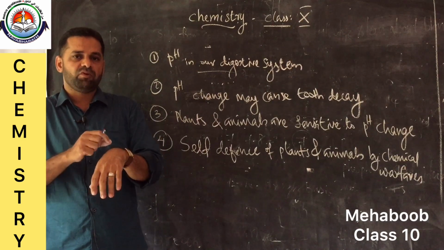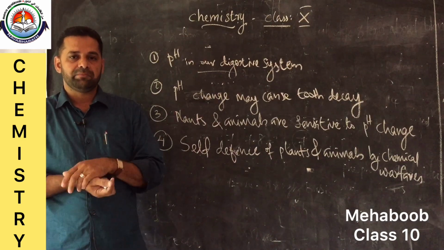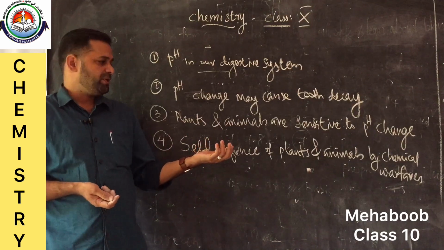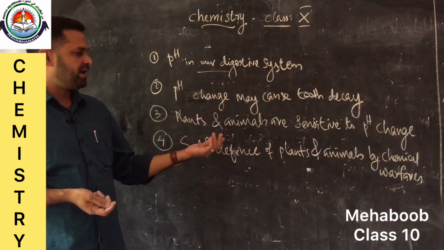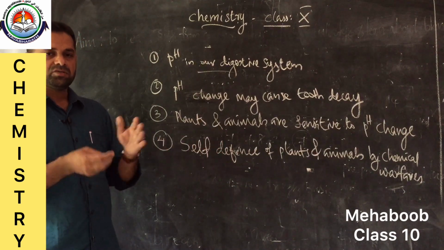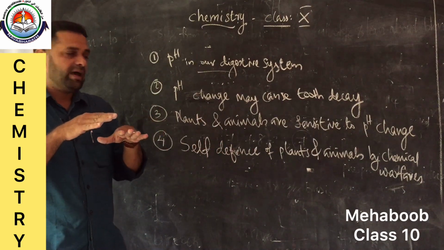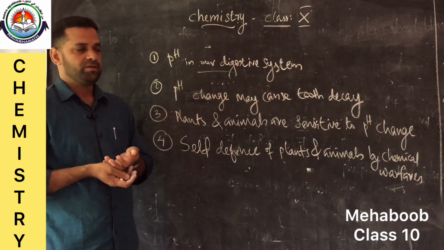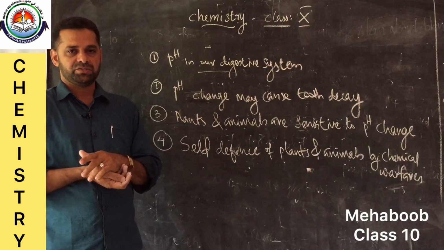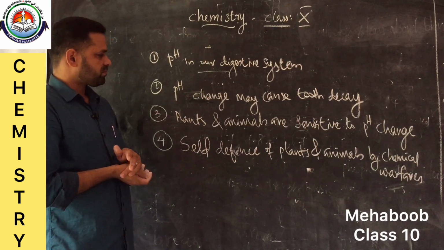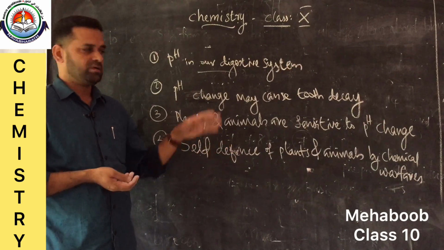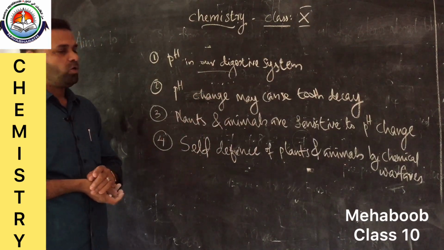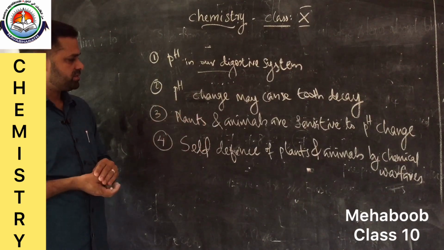So in order to neutralize, we apply certain mild bases, isn't it? So that is also a pH change. So this is self defense of plants and animals by chemical warfare. pH values play a major role in our daily life. These are some of the applications of pH. You can also quote many other examples. We have discussed only 4 here. I hope you understood all these things.